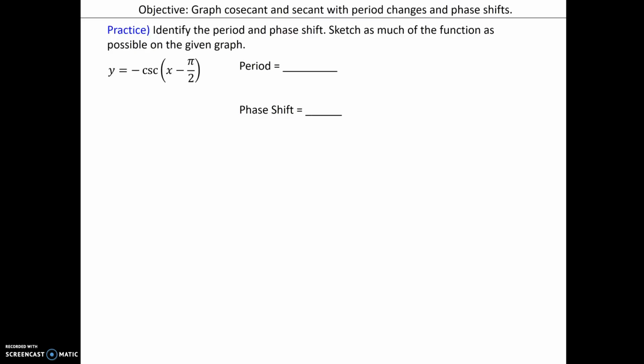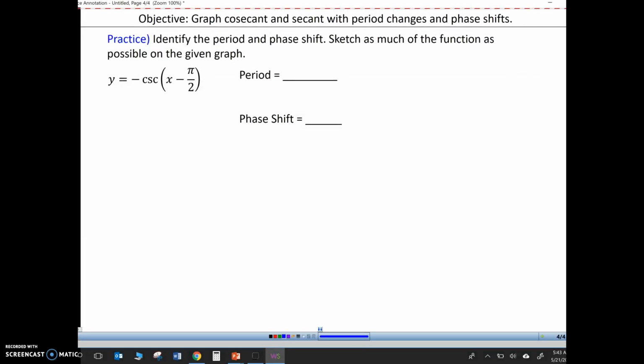Okay, so hopefully you've had a chance to try this. The period is going to be 2 pi. Your 1 over b value is 1, so that remains unchanged. And then we have a phase shift of pi halves. You're going to the right, and then you also have an a value that is -1. So you're going to have a reflection. Your maxes are going to become mins, and your mins are going to become maxes.